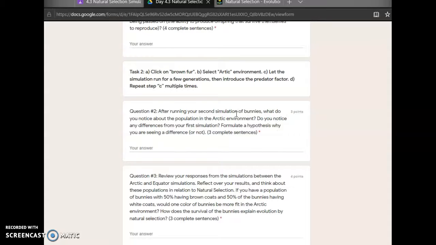After running the second simulation of bunnies, what do you notice about the population in the Arctic environment? Do you notice any differences from the first simulation? Formulate a hypothesis, so that means you're going to come up with a claim about why you are seeing a difference or not. Three complete sentences.